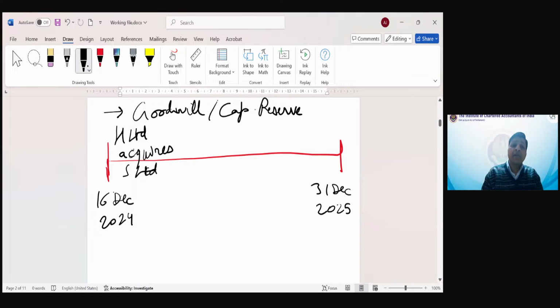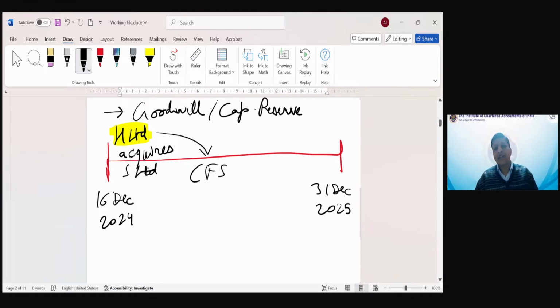what would be the requirement? The requirement would be that H Limited will have to prepare CFS. H Limited would be required to prepare CFS for this period, and of course, for the years thereafter. Yes or no?